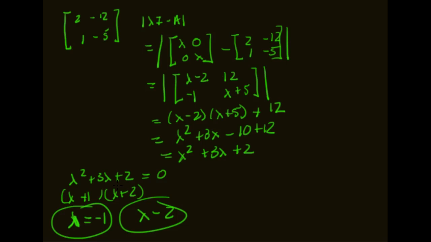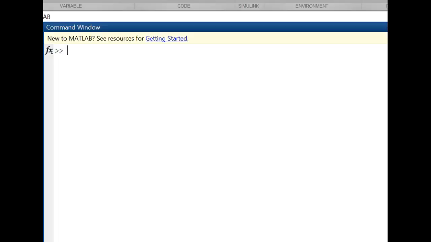Okay, so a quick note. This is where MATLAB can be particularly useful. Let's put in that matrix that we just did: 2, -12, 1, -5. There's my matrix. eig is the eigenvalue function in MATLAB. So if I take the eigenvalues of A, it returns to me -1 and -2. So there you go, a really quick way to find the eigenvalues of that particular matrix.